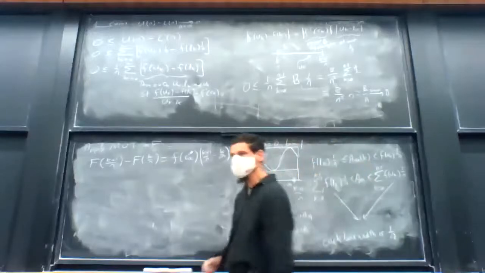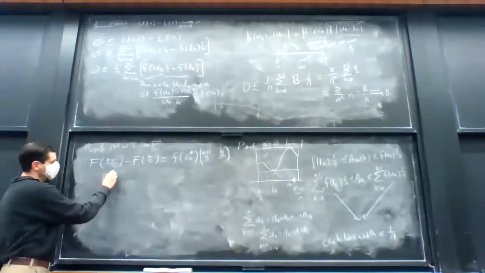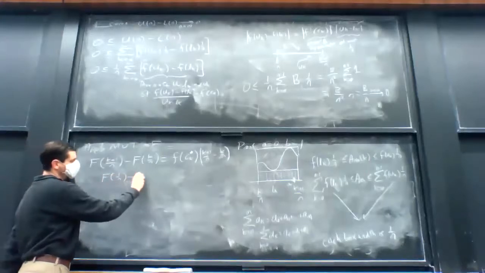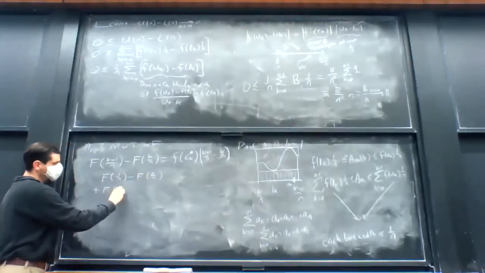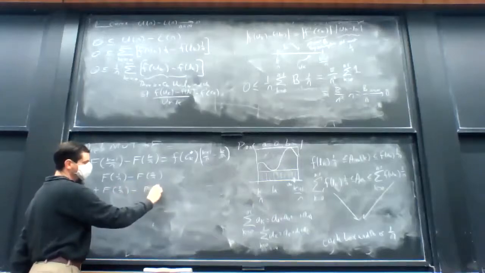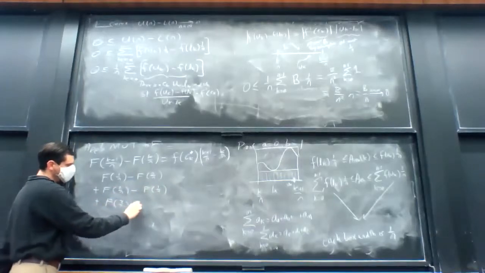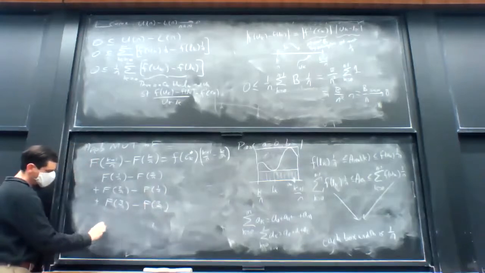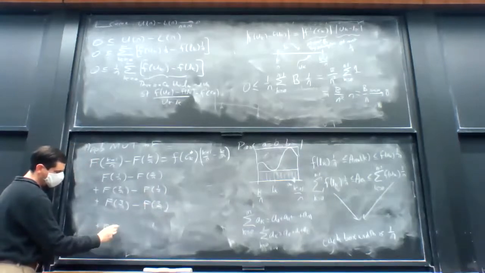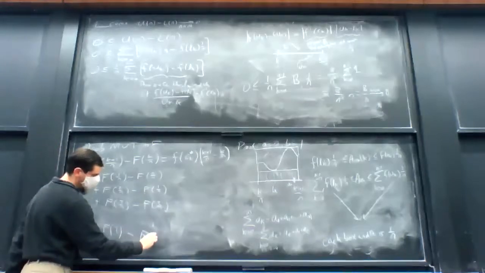Why is this useful? Well, let's look and see what happens if we do this sum. So we would have big F of 1 over n minus big F of 0 over n, plus big F of 2 over n minus big F of 1 over n, plus big F of 3 over n minus big F of 2 over n, plus big F of 1 minus big F of n minus 1 over n.